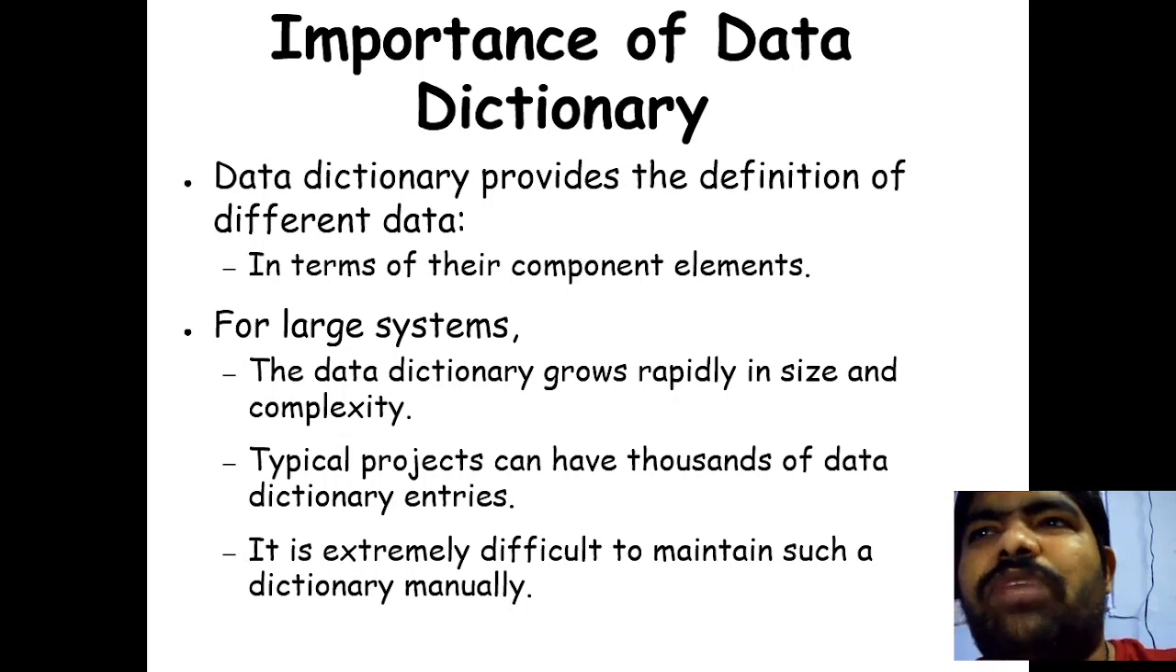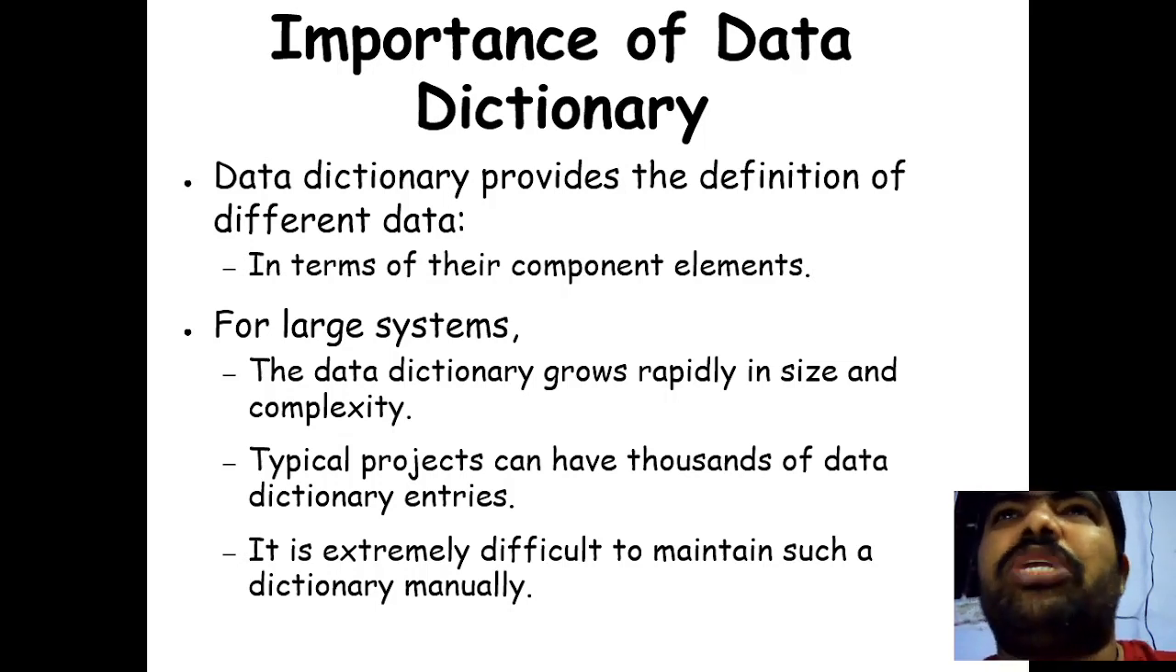In terms of the component elements, the data dictionary for larger applications grows large in size. There may be more data dictionary entries. Suppose we take a library management system. How many data stores do we need? We need to store the details of books, for that we need a book data store. Next, student details must be maintained here.